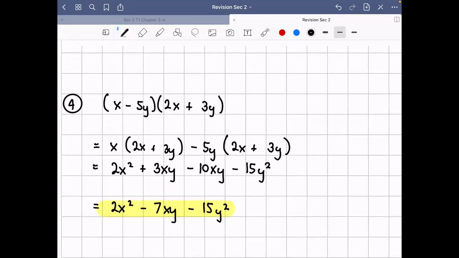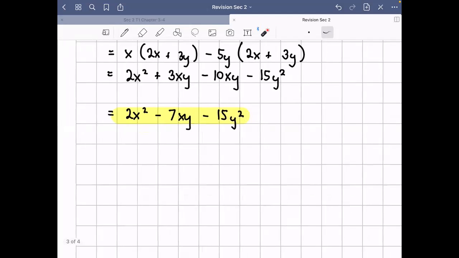Class, again, please be careful with your signs. Negative 5y times 2x is negative 10xy. And I combined this. I got negative 7xy from 3xy minus 10xy. So your answer is this. Okay, let's have number 5.